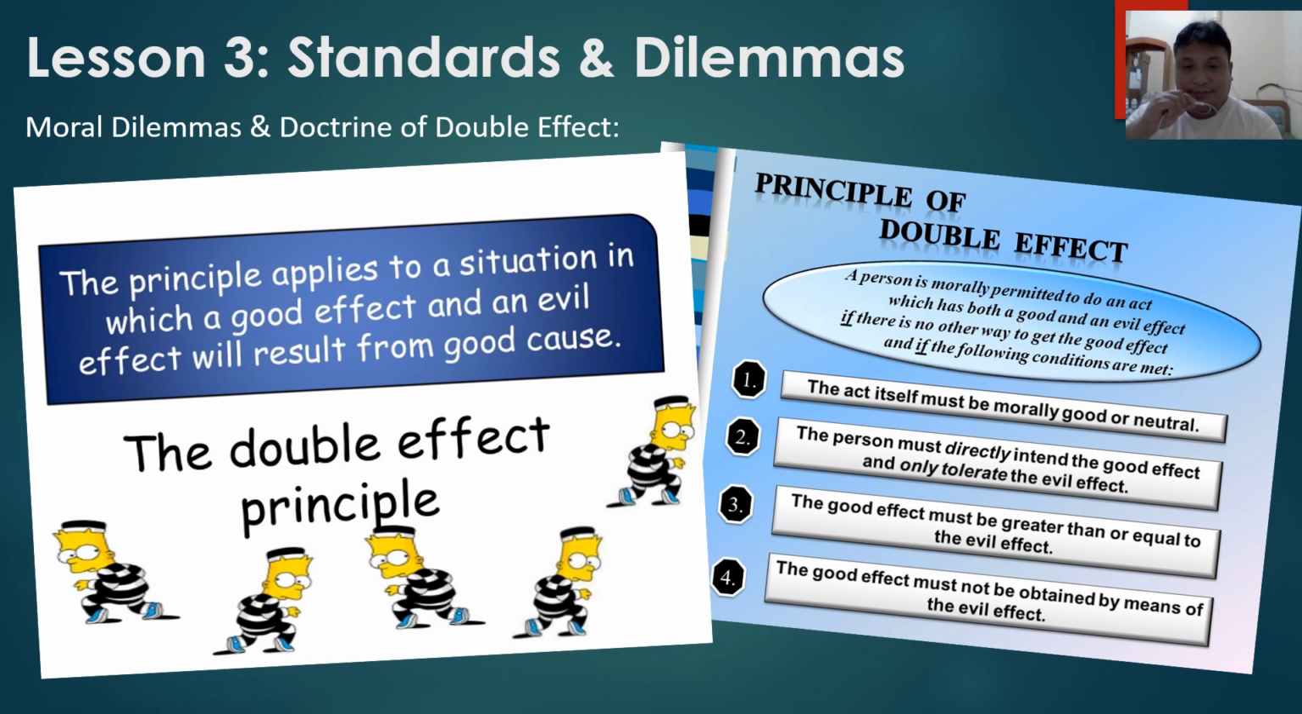So let us move further. Moral dilemmas and the doctrine of double effect. Here, the moral principle applies to a situation in which a good effect and an evil effect will result from a good cause. The principle of double effect says a person is morally permitted to do an act, same as with a moral dilemma, which has both a good and evil effect, if there's no other way to get the good effect and the following conditions are met.